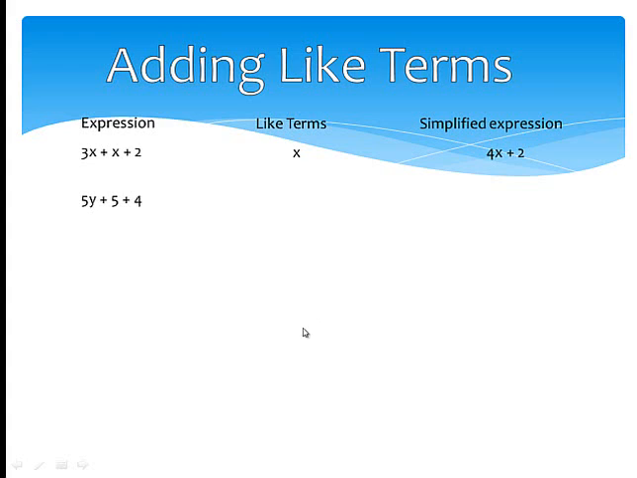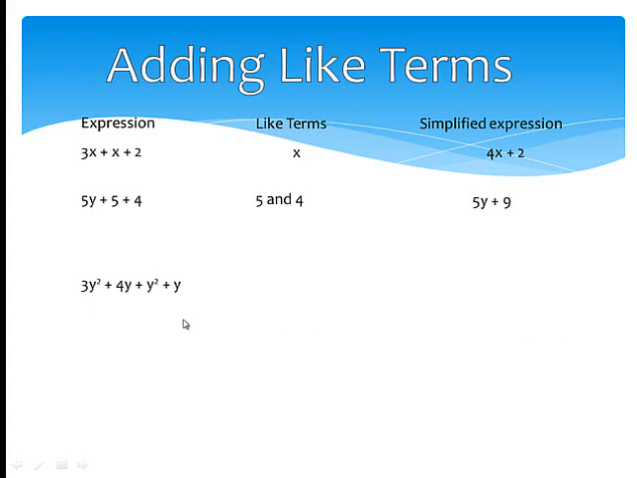Hit pause if you need to. All right, my like terms are my whole numbers, 5 and 4. So this would give me 5y plus 9. You always want to put your variables before your numbers. All right, let's try another one. Look at this one. Hit pause and write the like terms and the simplified expression.